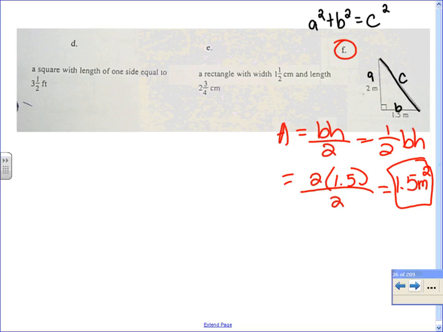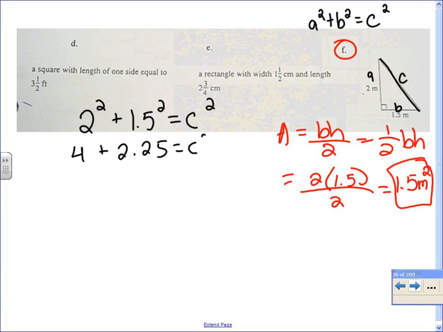So let's find the hypotenuse first. We have 2 squared plus 1.5 squared equals c squared. We are squaring each of them, so we get 4 plus 2.25 equals c squared. 6.25 equals c squared. I'm going fast because you all know how to solve an equation. How do you undo the square? How do we undo the square, Donatus? Take the square root. What is c?